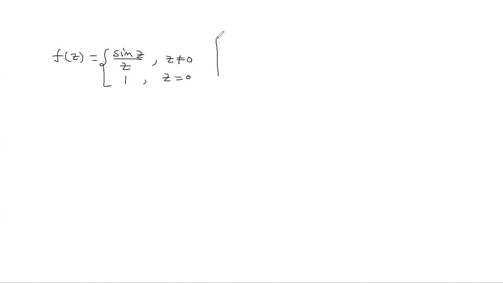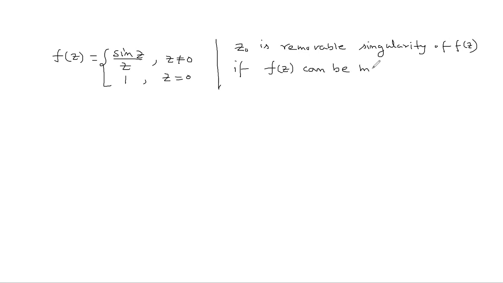So here we can conclude an isolated singularity z0 of a function f(z) is a removable singularity of f(z) if f(z) can be made analytic at the point z0 by defining f(z) at z0.